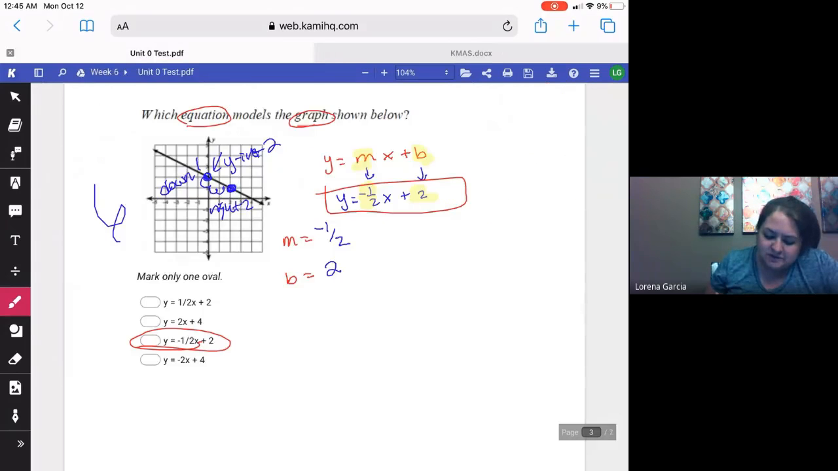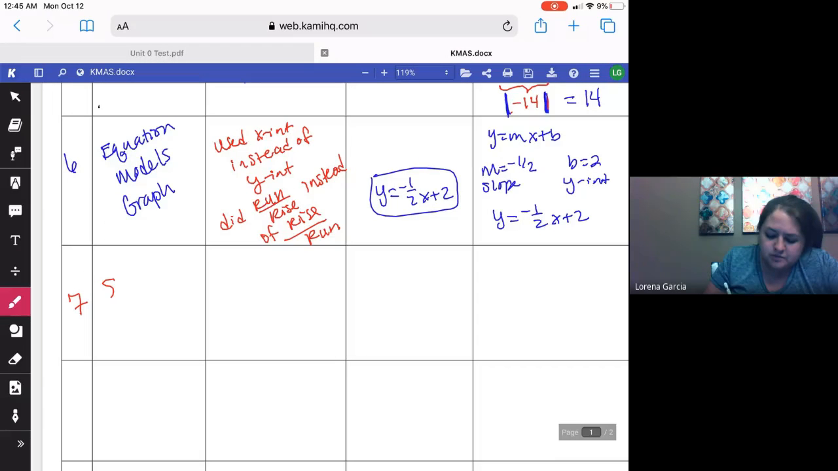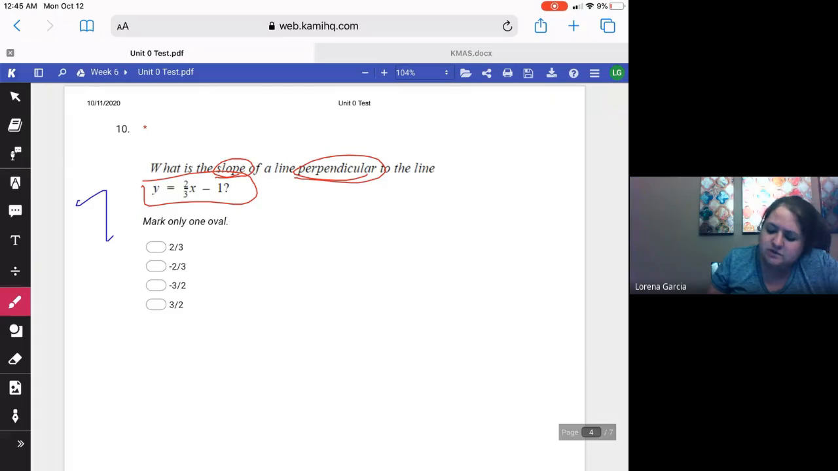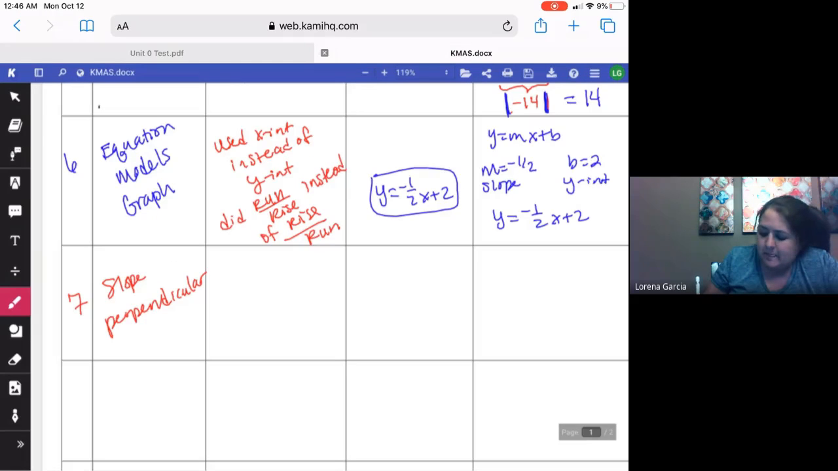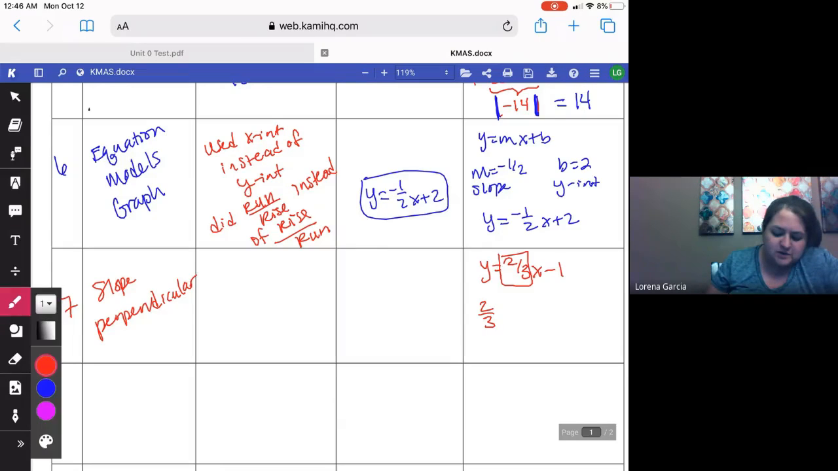So here, if I go to my test, the keyword was slope, perpendicular line, and they give us this equation. So I'm going to go to my KMAS for my keyword slope, perpendicular, and then I'm going to write down that equation, y equals 2/3 x minus 1, or I'm showing my work. Now, perpendicular was the key thing here. And slope. So if you look at your equation, your slope here is 2/3. You had to understand what perpendicular meant.